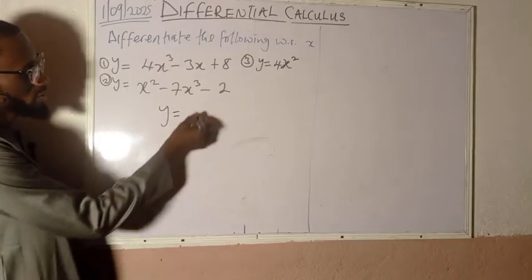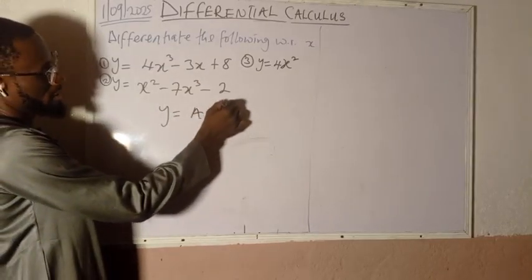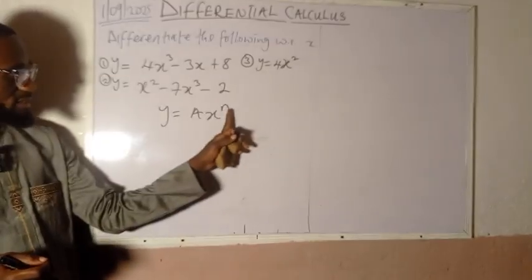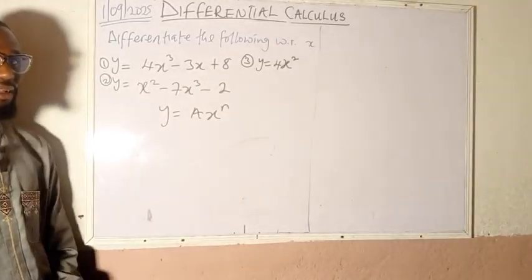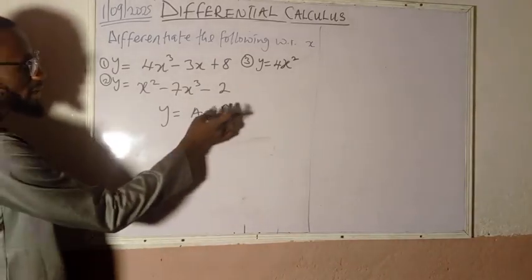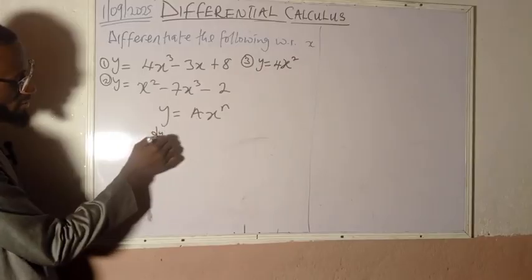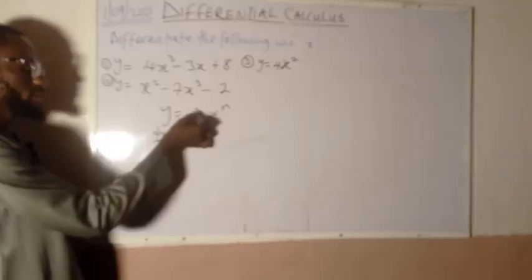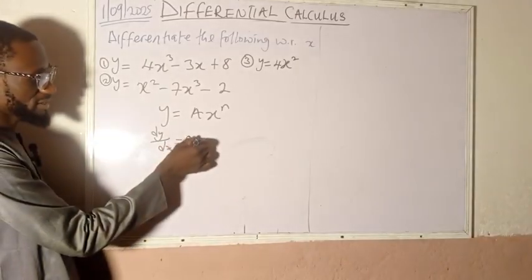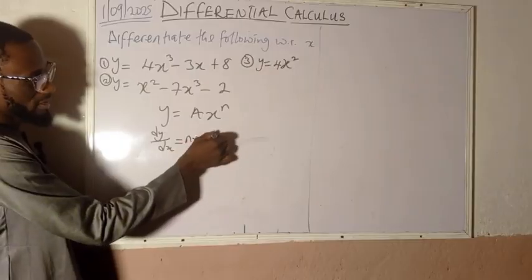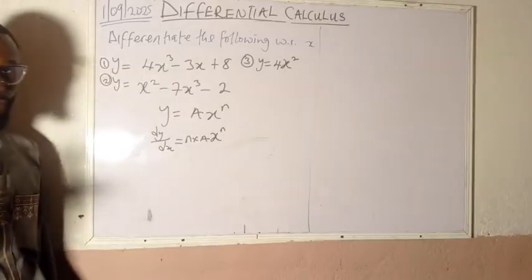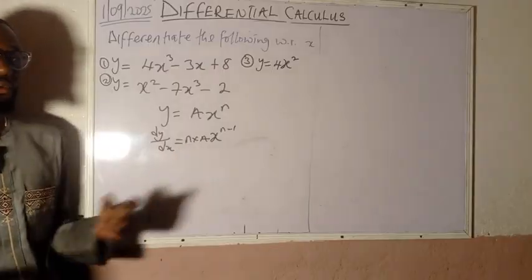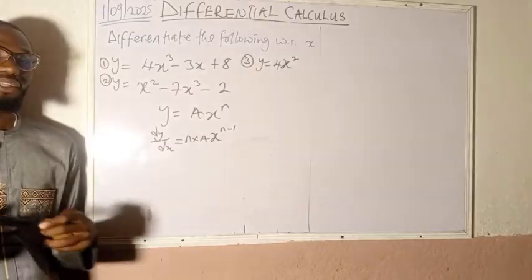y is equal to ax raised to the power n, provided that this n can be any number. Since n can be any number, if we differentiate, dy over dx is equal to n times a, x raised to the power n, with 1 subtracted from the power. That is the formula for solving differential calculus using the general method.